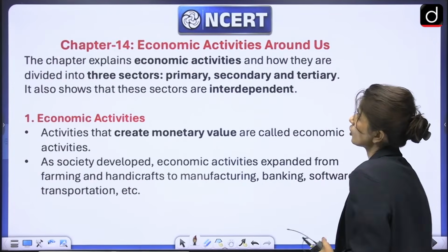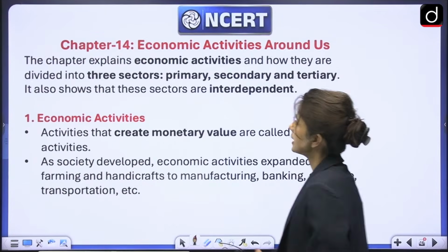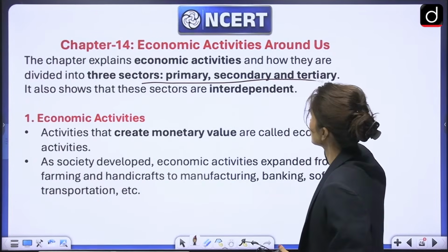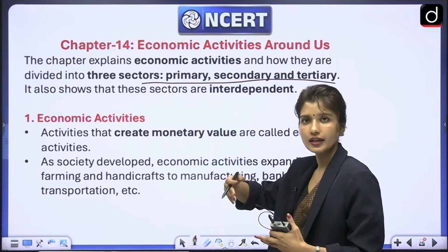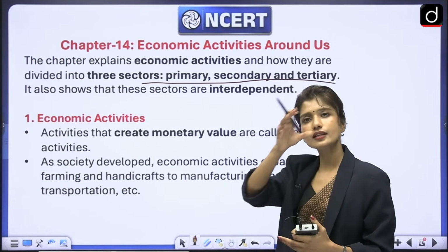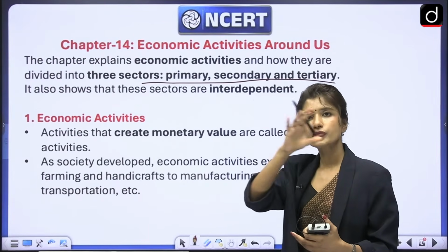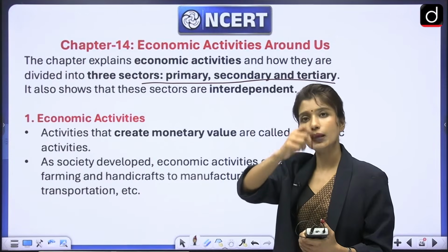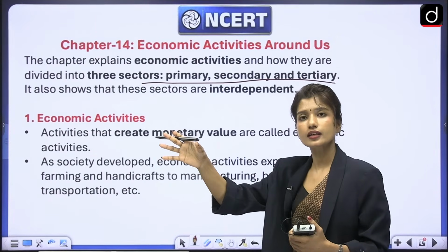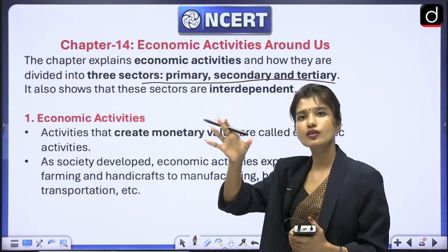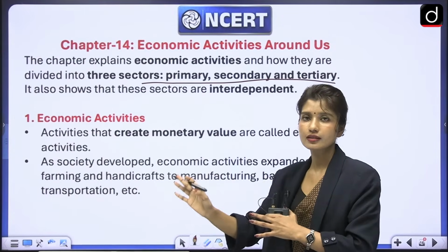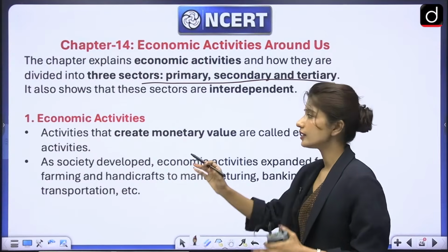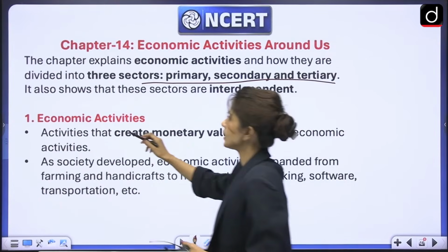So chapter 14 talks about economic activities around us, and it is divided into three sectors: primary, secondary, and tertiary sector. And it also shows that these three sectors are interdependent. As I told you, in primary sector I got raw material from nature. For secondary sector I got raw material from primary sector, and tertiary sector ensures that the primary and secondary sector activities can be done smoothly, right?